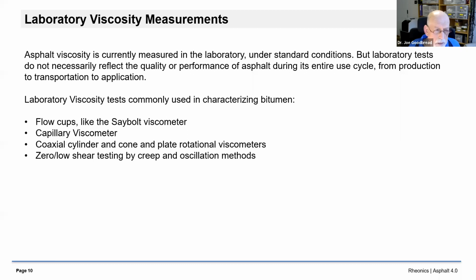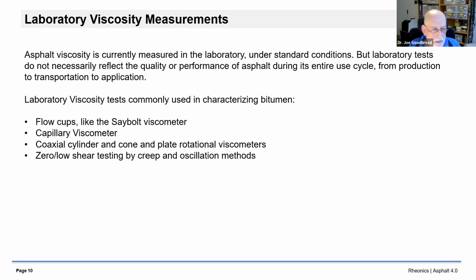So let's take a brief tour of traditional laboratory methods for measuring asphalt viscosity. I think maybe the most common is the Asphalt viscometer, which is basically a cup that's filled with a sample of the material and has an opening in the bottom, and the time that it takes for the cup to drain is proportional. The longer the cup takes to drain, the higher the viscosity of the material. And I think this is a standard measurement.